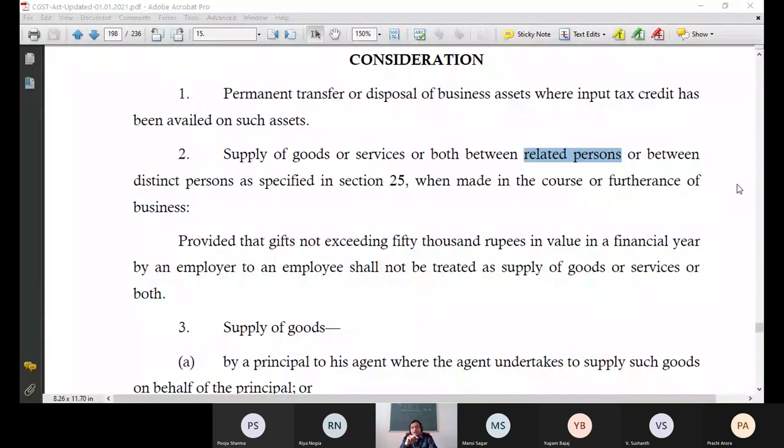And yes, I will find that related persons is defined under section 15 of the CGST Act. Had it not been defined in the entire CGST Act, then I would have taken the definition from other acts. But right now, since it is defined in one of the sections of the CGST Act, I have to use that definition. So let me show you now section 15.